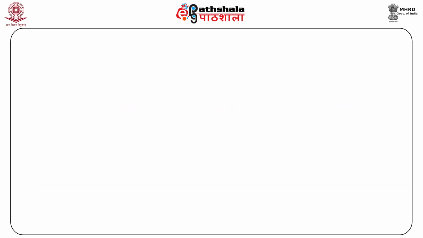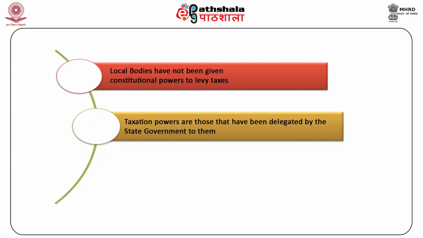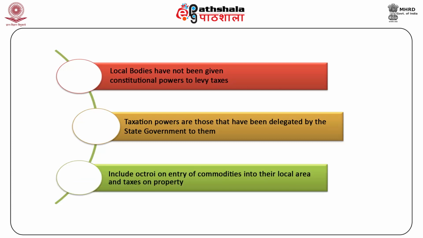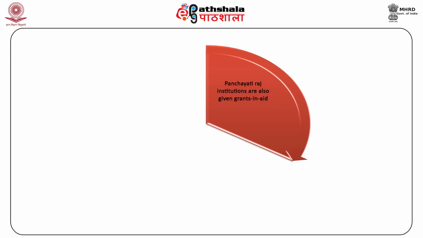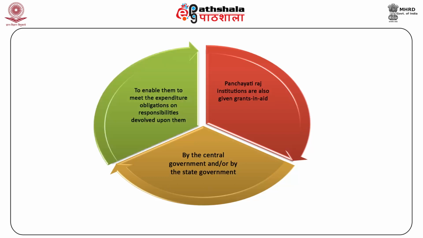Local bodies, like the Panchayati Raj institutions, have not been given constitutional powers to levy taxes. Their taxation powers are those that have been delegated by the state government to them and, in most cases, include octroi on entry of commodities into their local area and taxes on property. Panchayati Raj institutions are also given grants in aid by the central government and/or by the state government to enable them to meet the expenditure obligations on responsibilities devolved upon them.